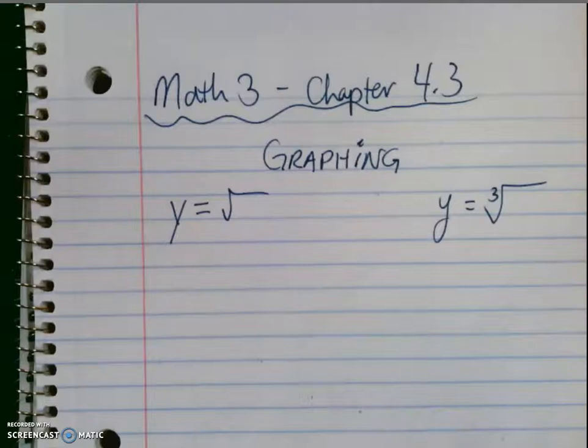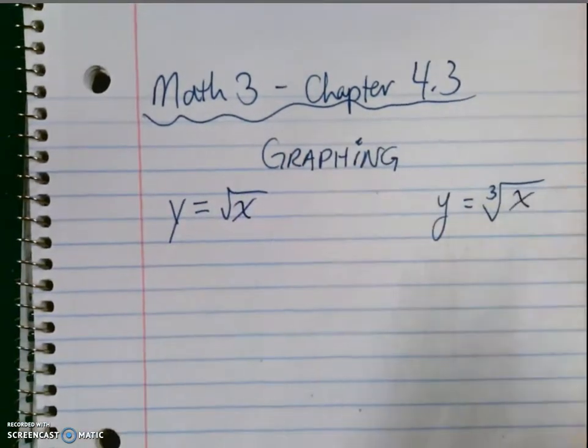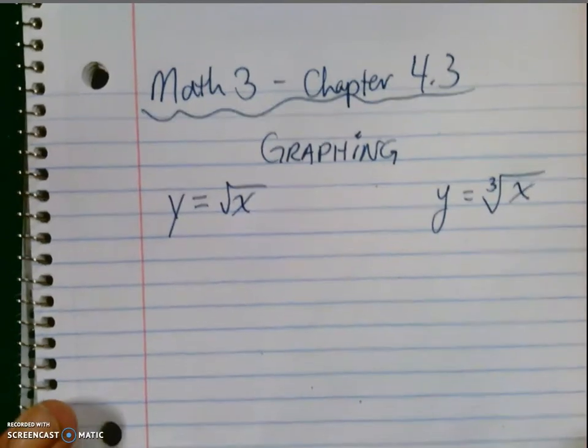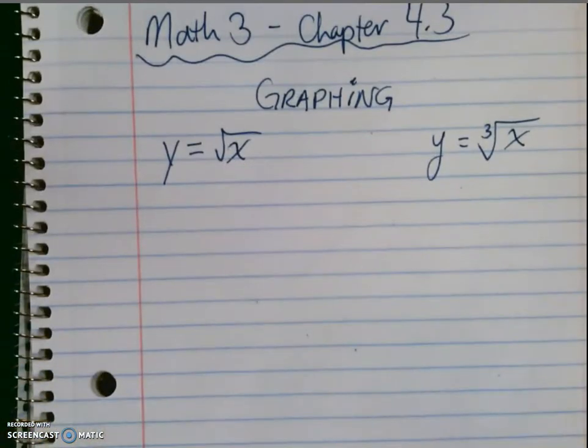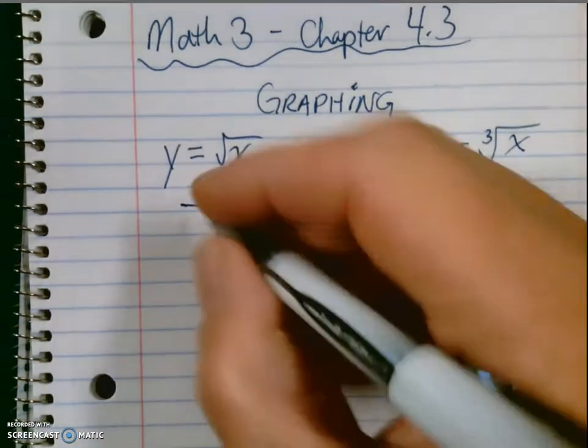All right, students, this is the video for Math 3, Section 4.3. We're going to be graphing square root of x and cube root of x. So a couple things first before we graph them. We're mainly going to be using Desmos, but we should talk about what the main shape of this is first. So we'll want a table of values.